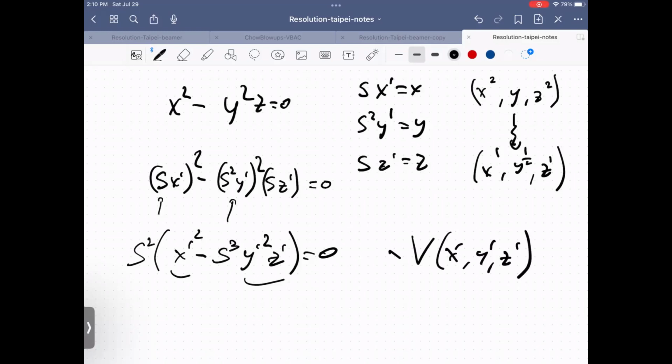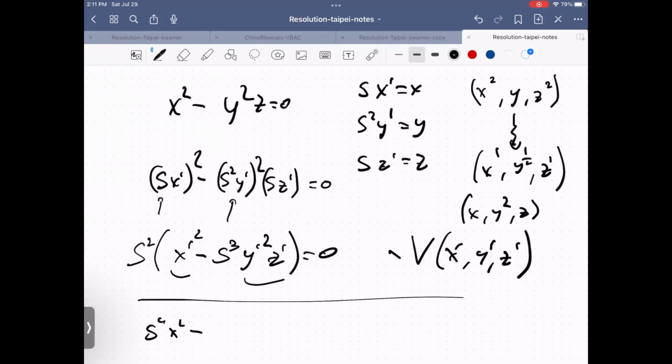So you wanted not this one, but okay, so you want x, y squared, z. Okay, we can spend the rest of the day doing this. Okay, so if you do that, then instead I have s to the 4x squared minus s x prime squared, s squared y prime squared, and s squared z prime equals 0. So you can pull out s to the 4.